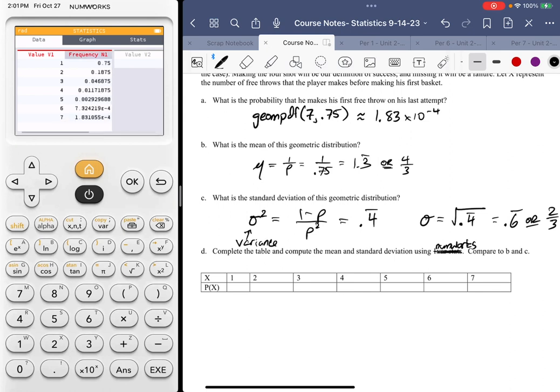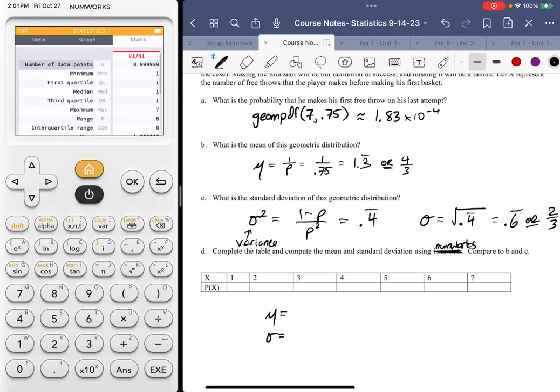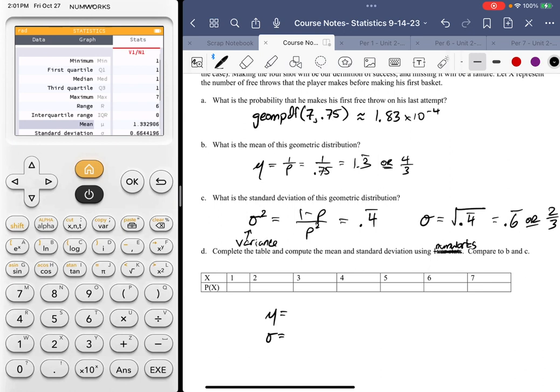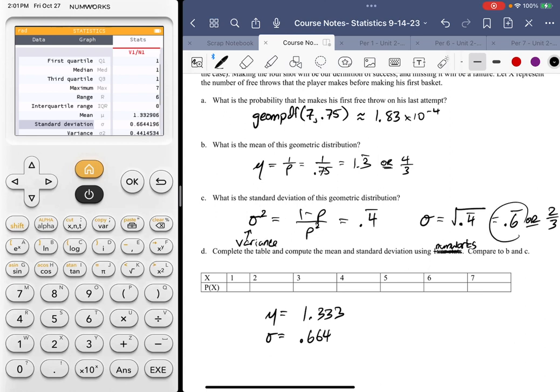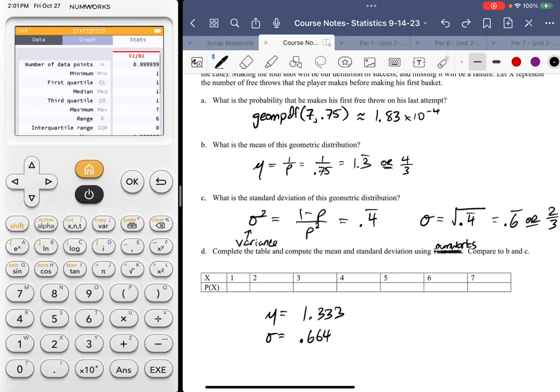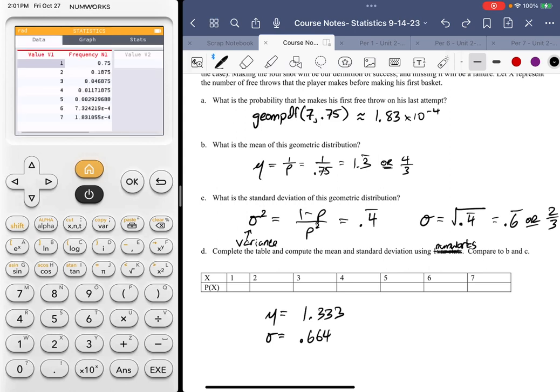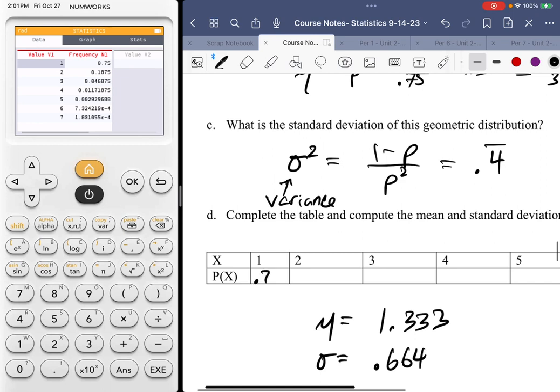So these are our probabilities, and I'll put all this stuff in the table, but to get my mean and standard deviation, I'm going to go to stats, about 1.333, which is about what we got here. And then for the standard deviation, about 0.664, which is in the neighborhood of what we got there. Small number of trials, so that should make sense. All right, it's not going to be precise, but it should be in the neighborhood. All right, let me just get these values in.